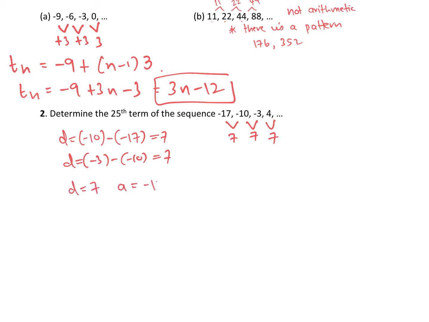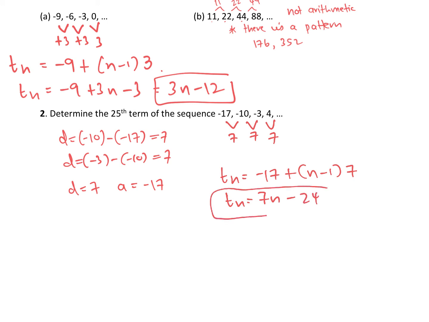The first term is -17. And the general term is -17 plus n minus 1, common difference of 7. So we're just going to simplify this. That works out to be 7n - 24. So this is my general term. And once I know the general term, I can just find the 25th term. So that's much more efficient than writing out 25 numbers. Okay, and generally when the question is asked, they'll ask you to find the general term, so it's a good habit to be able to do that.